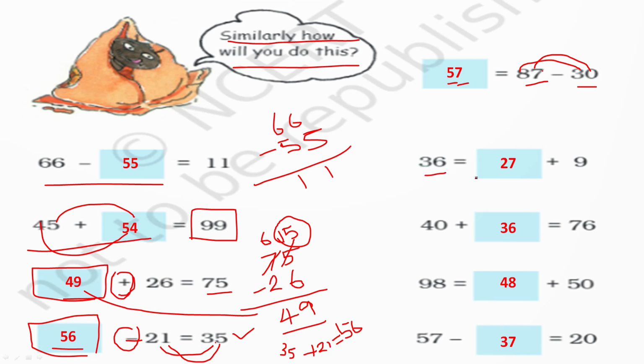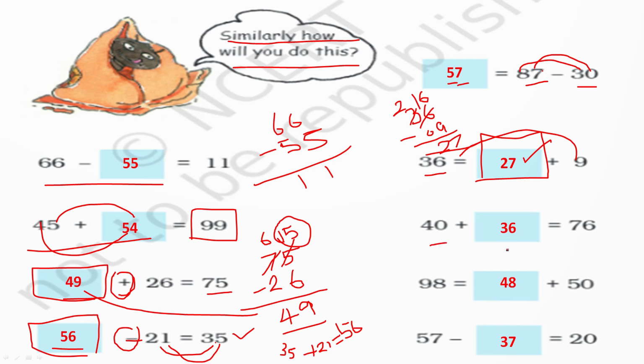Now 36 equal to dash plus 9. For this sum, just like 49 plus 26. So what you have to do? You have to subtract 36 minus 9. Again 6, 9 not going, carry. So it will become 16. Cut 3 and write 2. So 16 minus 9, 7. 2 here no number is there, you can put 0. So 2 minus 0, 2. So the answer is 27.